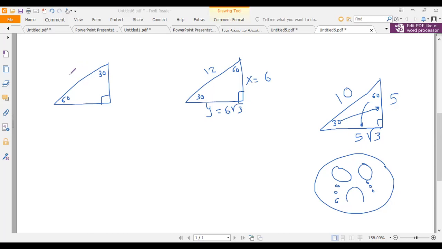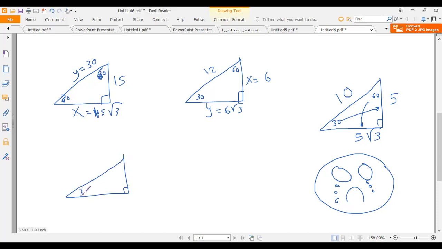Now if this is like 15, so this is what? 30. Oh wait, y is 30, and x is 15 radical 3. Let me put the angles back as they were, 60 here and 30 here, the way you said. So here it will be 15 radical 3. Okay?